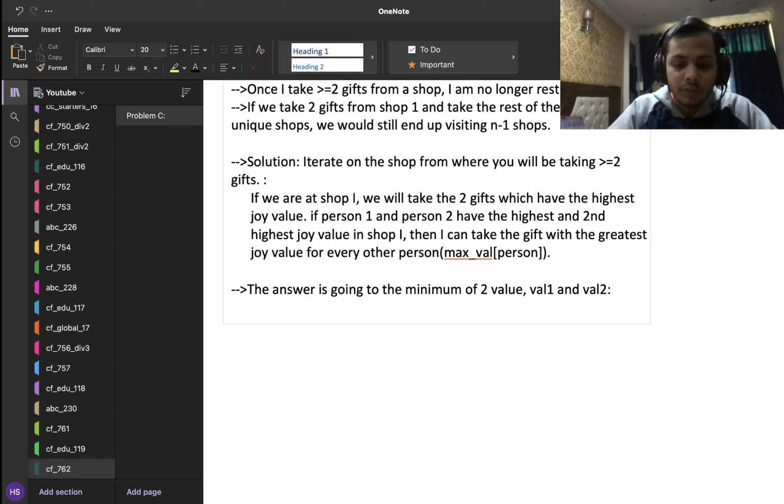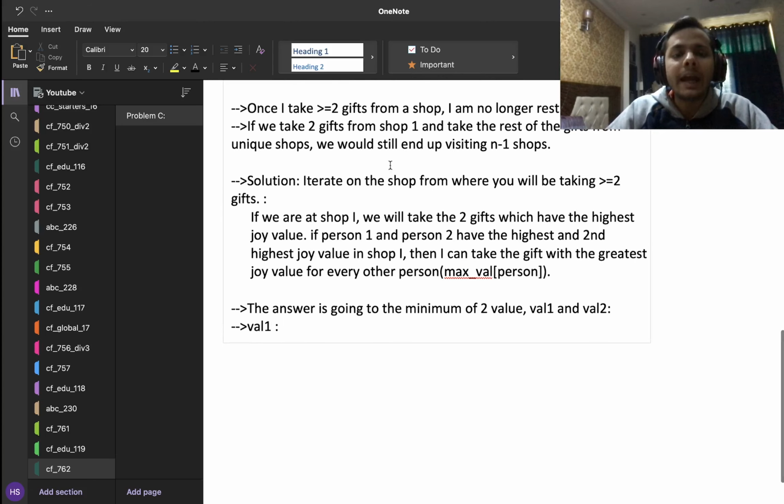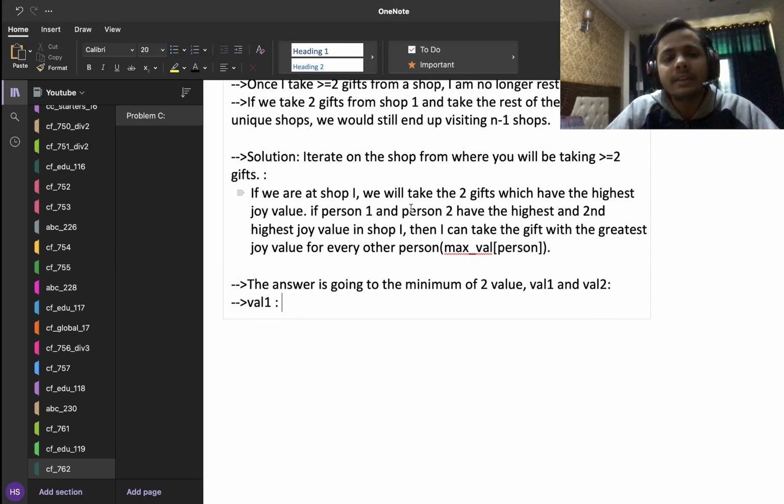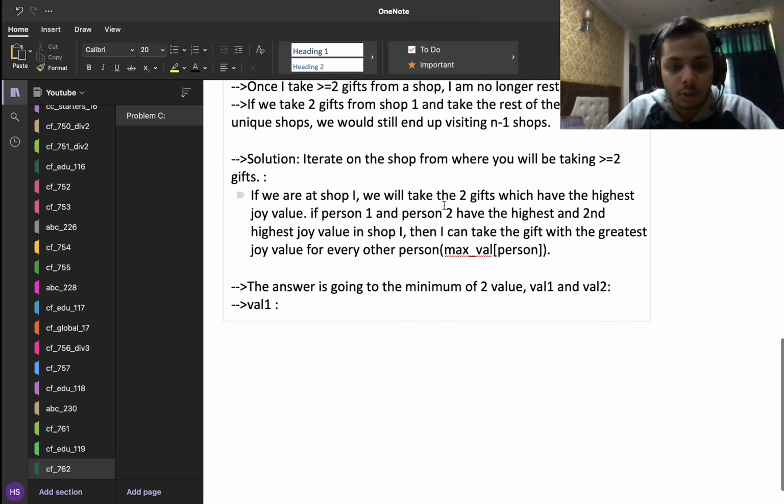Alright, so what will be val1? So you are iterating on shops and you are taking the second highest and the highest, right? Again, remember that we need to maximize the minimum value. So out of the highest and the second highest, the minimum is going to be the second highest. And it also makes sense to choose that shop as your shop where you will be taking greater than or equal to 2 gifts, which maximizes your second maximum, right?